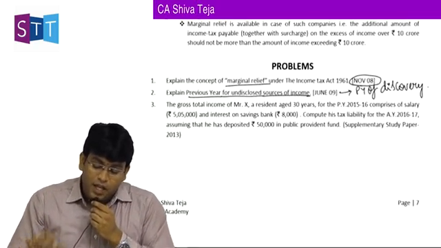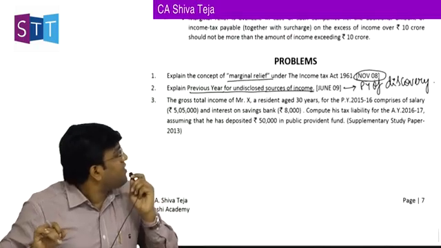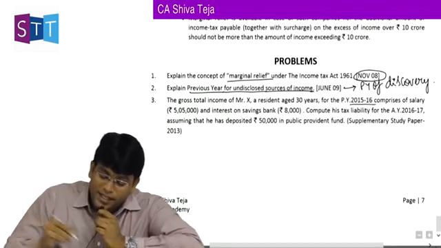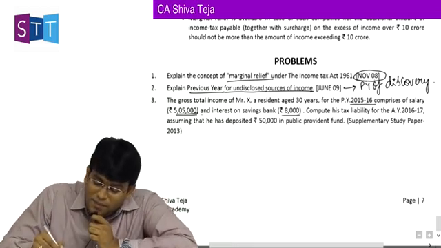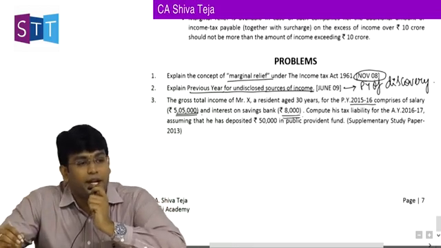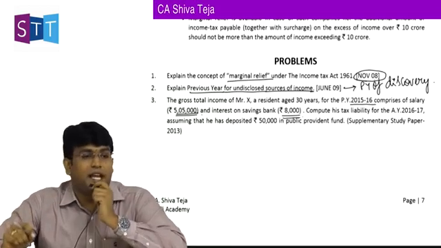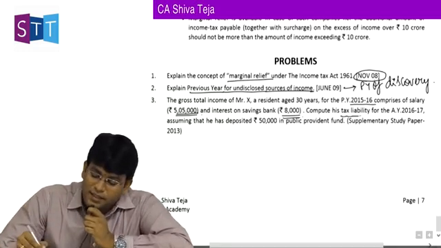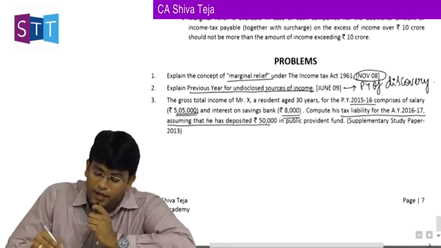Let me look at one small question. Gross total income of Mr. X, a resident aged 30 years, for previous year 2015-16 comprises salary of 5,05,000 and interest on savings bank of 8,000. We all know that when there is interest on savings bank, first we treat it as income, then we take deduction. Now compute his tax liability for 2016-17, assuming he has deposited 50,000 in public provident fund.